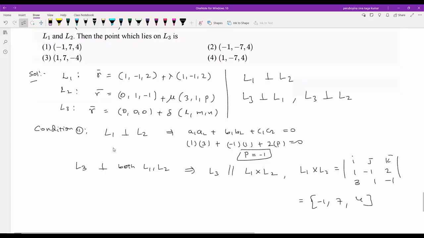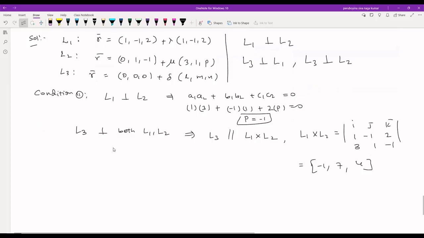Okay. And it is parallel to L3. It says parallel to L3 means, on comparison, take delta equal to 1. We have to compare with L3. So take delta 1, then the L, M, N values we got, right? L equal to minus 1, M equal to 7, and N is equal to 4.